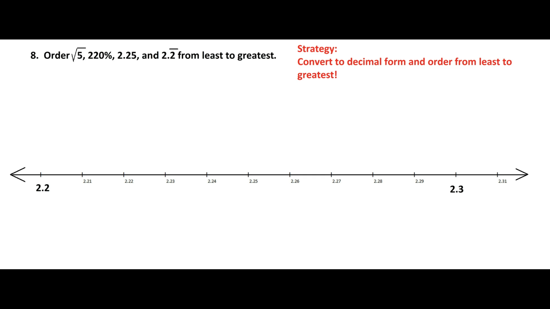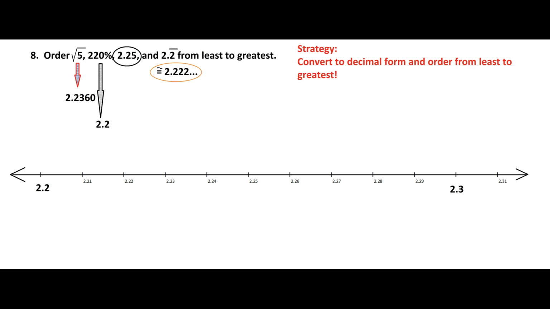So here we go. The square root of 5, if we punch that into our calculator, is about 2.236. 220% is a percent; if we take 220% divided by 100, we get 2.2. 2.25 doesn't need any changing. And 2.2 repeating, we're just going to call about 2.222, and it goes on forever. That funny little equal sign means approximately 2.222 on into infinity.